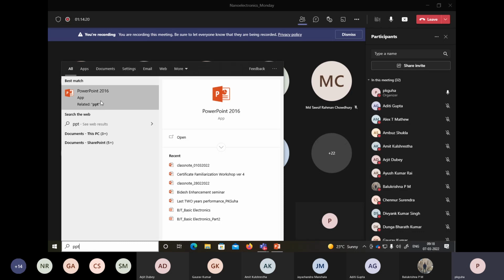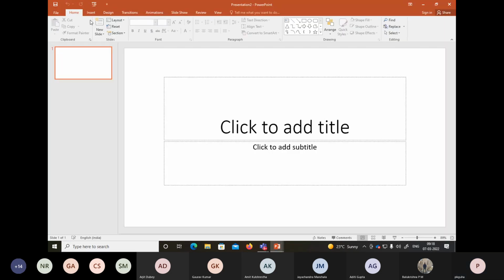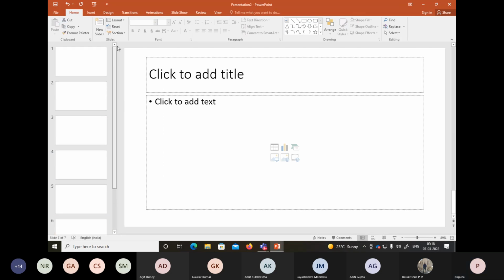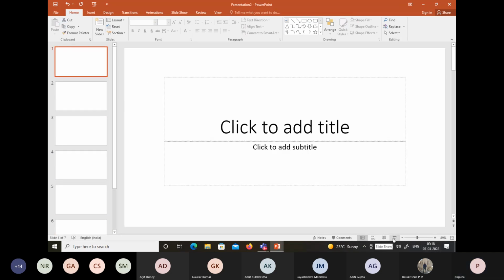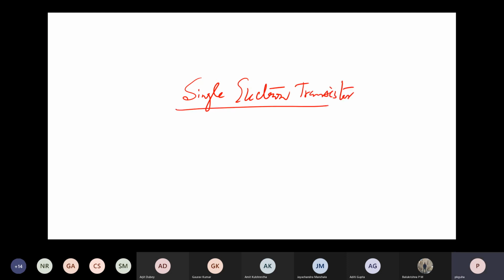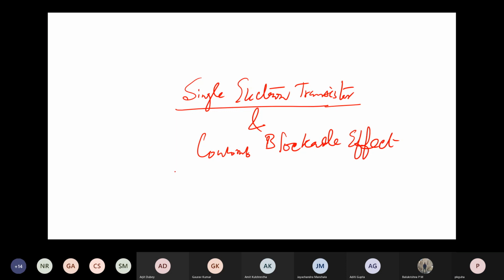Okay, so let me start with another topic now, which is single electron transistor and Coulomb blockade effect.